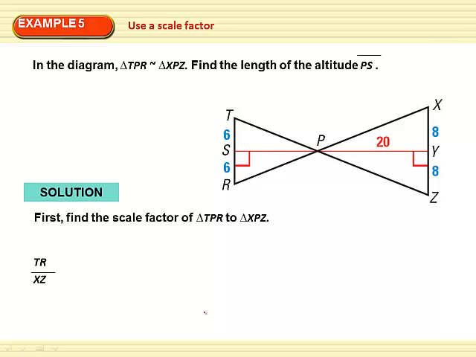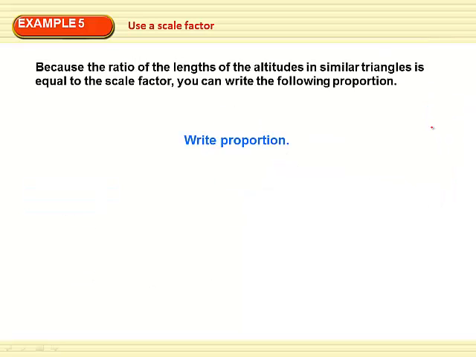So I'm going to say that TR's length is to XZ's length because those are in similarly positioned parts. Once I do that, I get 12 to 16 and reduce it, I get 3/4. So that's my scale factor of TPR to XPZ. Now, I'm trying to find the length of PS. So what do I have to do? I have to actually write the proportion. PS is to PY, which equals the ratio, the scale factor that we just found. So this is our scale factor, and this is our corresponding altitudes here.